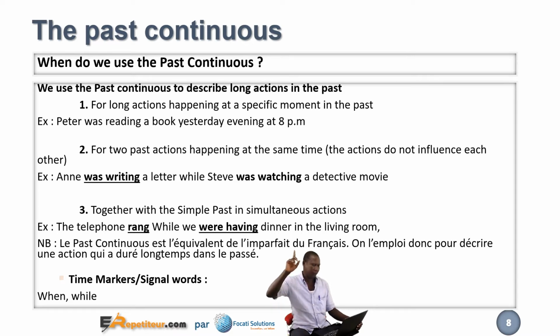Now, the third situation is together, we use it together with the simple past in simultaneous actions. Example, the telephone rang while we were having dinner in the living room. Anyway, please, let me say it in French. Le past continuous est l'équivalent de l'imparfait du français. On l'emploie donc pour décrire une action qui a duré dans le passé. What about the time markers? You have when and while.